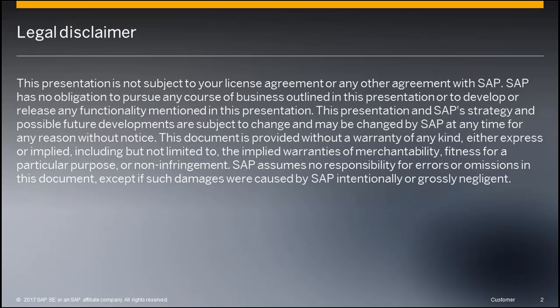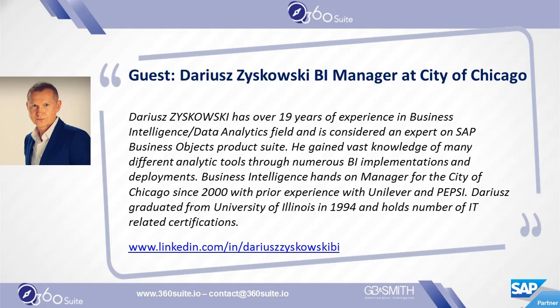Today we've got a special guest, Darius Zikowski. He's the BI manager of the City of Chicago. Before we go into the 10 different steps, we asked Darius to join because he did a very challenging migration, I think in the past year at the City of Chicago, where he went from 3.1 to 4.2. I'll pass it over to Darius if you can explain the landscape before going to 4.2 at the City of Chicago and what the challenges were.